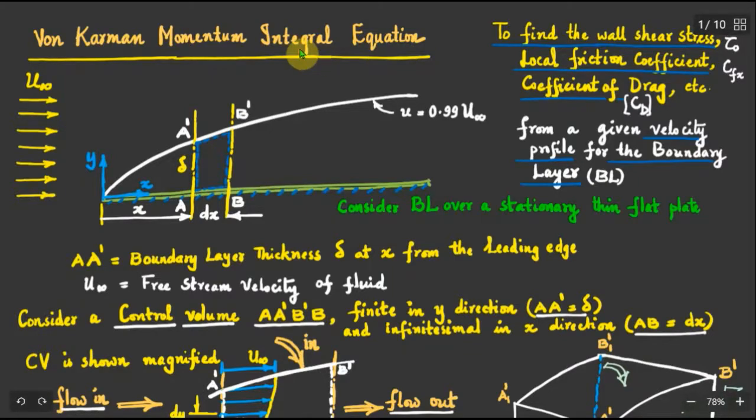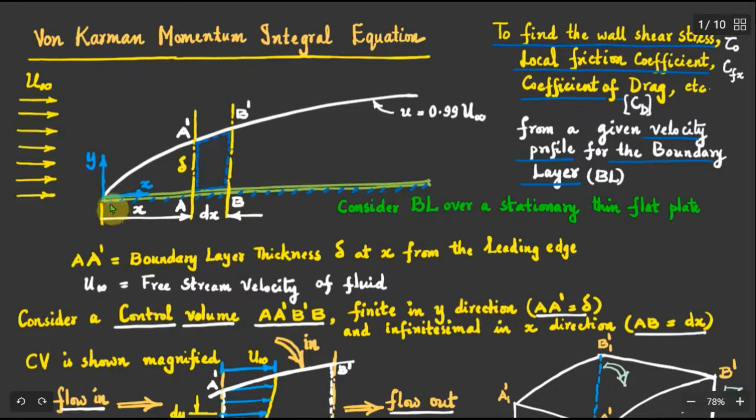Von Karman momentum integral equation is an extremely important equation in the context of boundary layer studies. It is used to find the wall shear stress, usually denoted by tau wall or tau suffix 0, local skin friction coefficient denoted by C suffix fx, average coefficient of drag C suffix d, etc. And these values can be found out from a given velocity profile for the boundary layer.